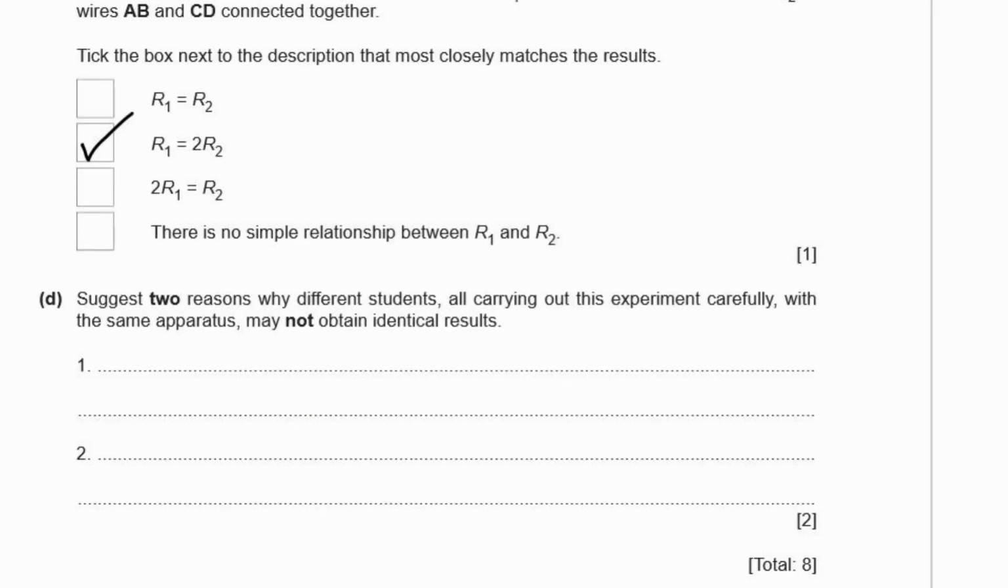Excellent. D. Suggest 2 reasons why different students all carrying out the experiment carefully with the same apparatus may not obtain identical results. Well, I'll tell you one thing that will affect it. If the wires are different temperatures, that will affect the value for the resistance. So the wires may be at different temperatures. There's one.